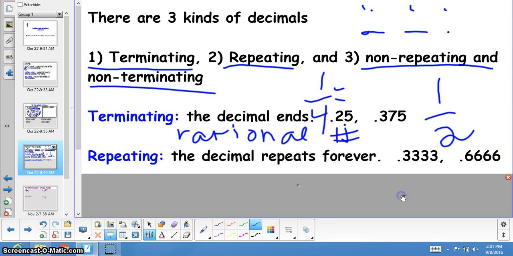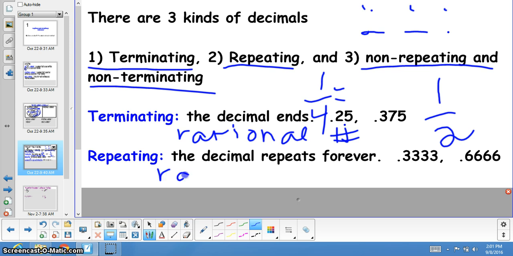Repeating decimals also are considered rational numbers. They repeat forever and ever and ever, with the line above it or a ... to let you know it continues. For example, 1/3. 1/3 is 0.3 repeating. Because it has a pattern or it repeats, it is a rational number.